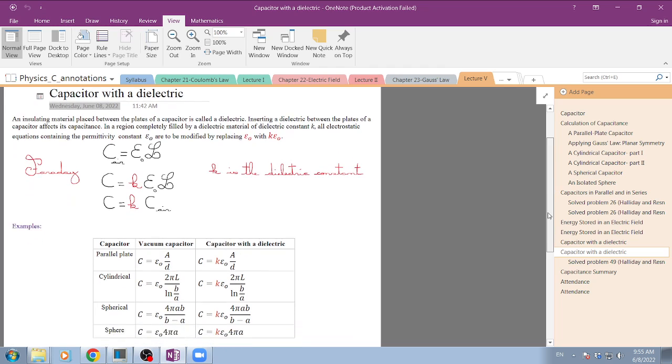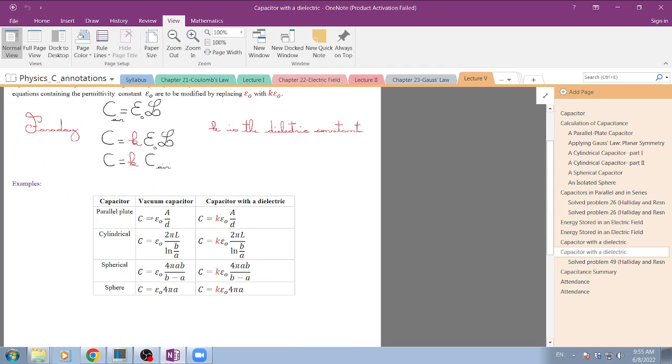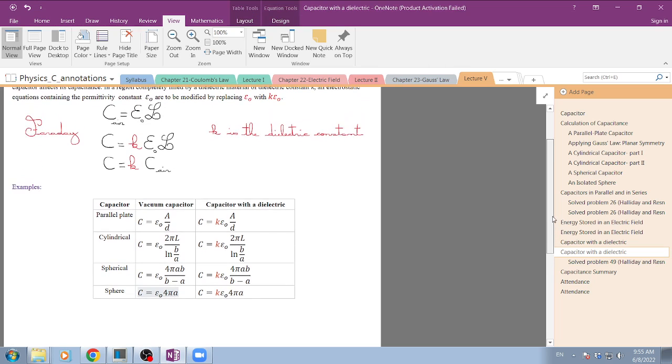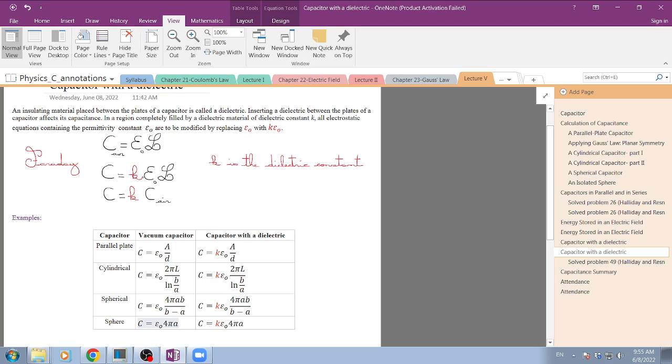Remember that, for example, we derived the expressions for the parallel plate capacitor. The capacitance was always the permittivity of free space multiplied by some unit of length. That's the main point here. For a capacitor with a dielectric, this is still true. The only thing you have to do is multiply the same expression that you have for the vacuum capacitor by this dielectric constant, and then you have one expression that is just proportional to the one for the vacuum capacitor.